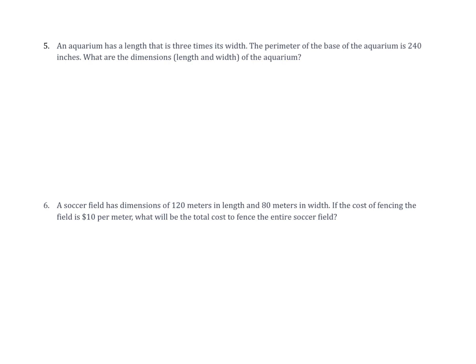And here are 2 application problems. Number 5, an aquarium has a length that is 3 times its width. The perimeter of the base of the aquarium is 240 inches. What are the dimensions, length and width, of the aquarium? I think we can assume that this is a rectangular aquarium, although the problem should probably say that. But they tell us that the length is 3 times the width. So if I call the width W, I can call the length 3W, and that will be 3 times the width. The perimeter is 240.